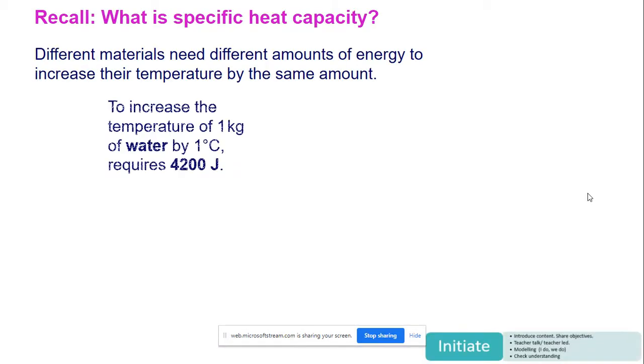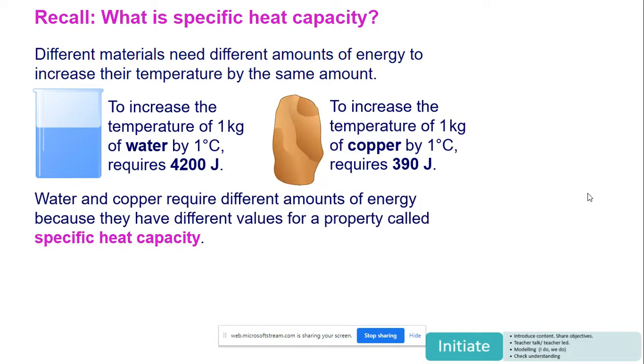Just refresh your brains. This is what you've done in your previous lessons. You know that specific heat capacity tells you the amount of energy needed to make 1 kilogram of a substance get hotter by 1 degree, and it's specific to the substance. So water, 1 kilogram of water takes that amount to get hotter by 1 degree. Copper takes this amount here. Okay, fairly simple stuff. And this is a property of the material.